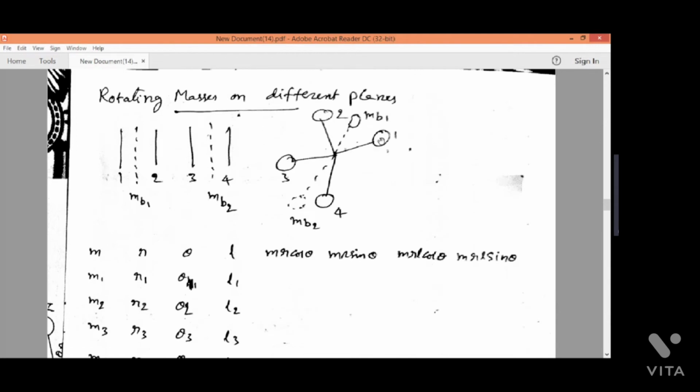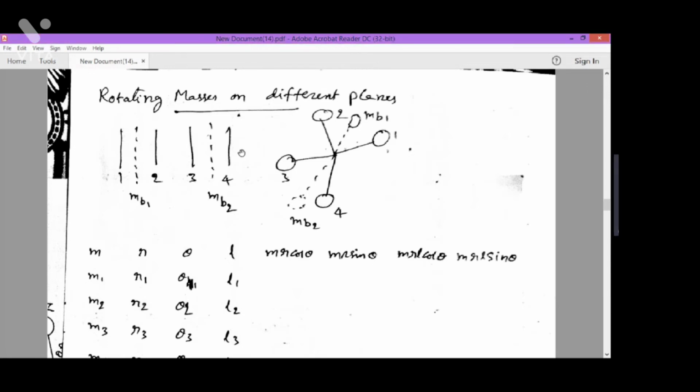Now if I take the second case, rotating masses on different planes, here I have taken 4 rotating masses, 1, 2, 3 and 4. One is on a plane, 2 is on another different plane, 3 is on another different plane, 4 is on another different plane. So all these 4 masses are on different planes. When in the problem you are given the distance between the planes, then it is the rotating masses problem on different planes.